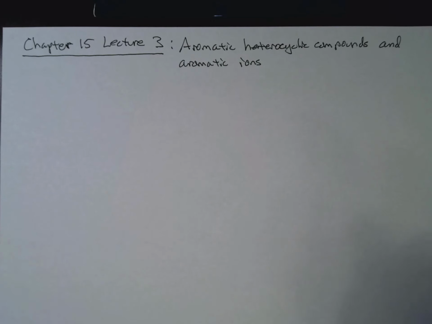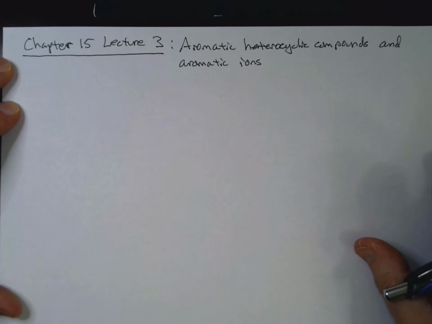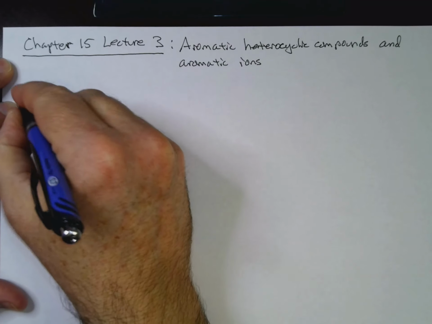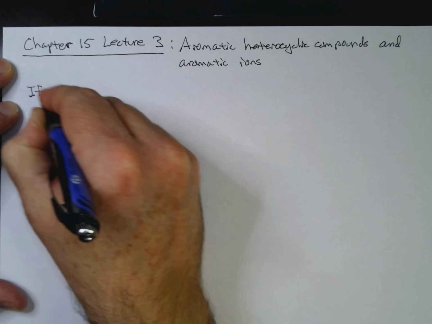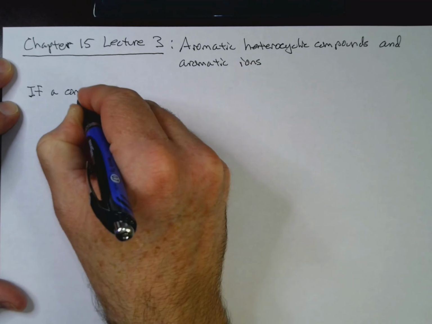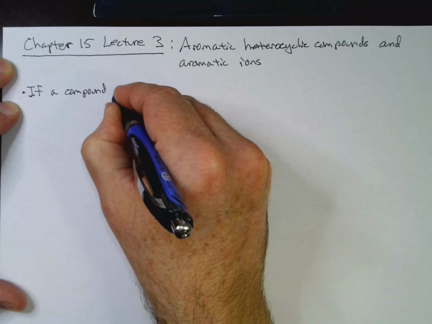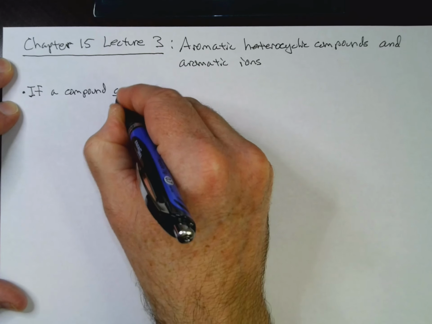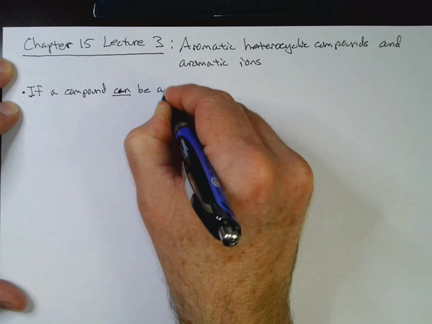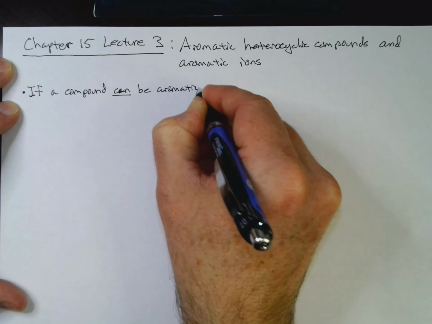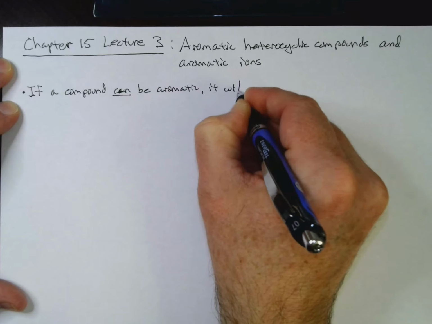All right, welcome back. And in this lecture, we'll take a look at other aromatic compounds, namely aromatic heterocyclic compounds and aromatic ions. So remember, if a compound can be aromatic, it will.